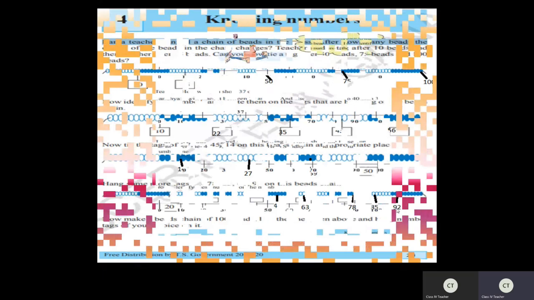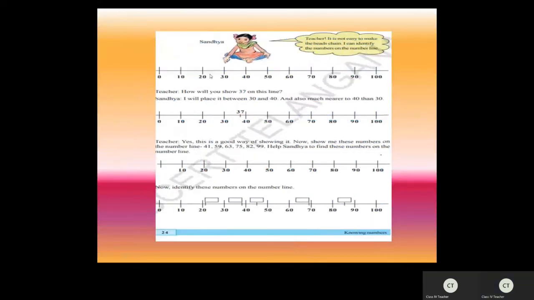Now page number 24. So what is there here? A number line is drawn with equal distance between 0 to 10, 10 to 20, 20 to 30. Like that, equal distances are there. How will you show 37 on the number line? So how will you show it? What will I do?